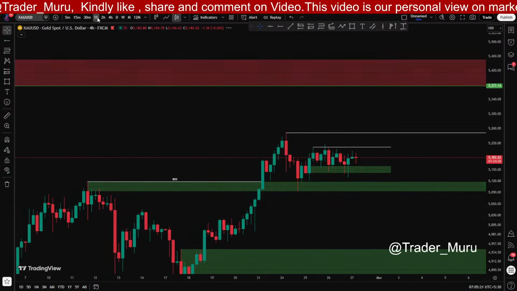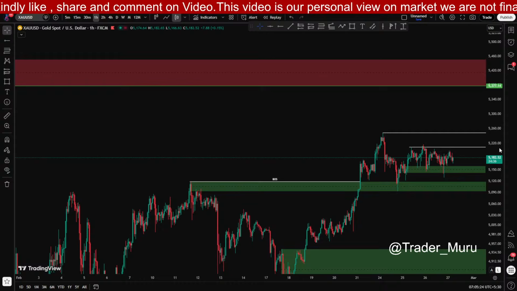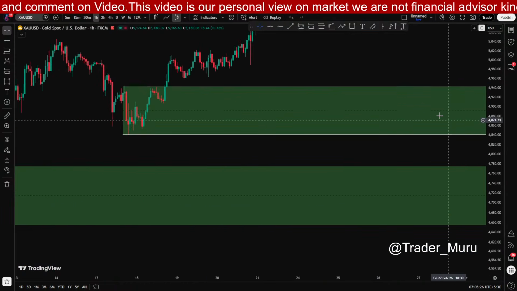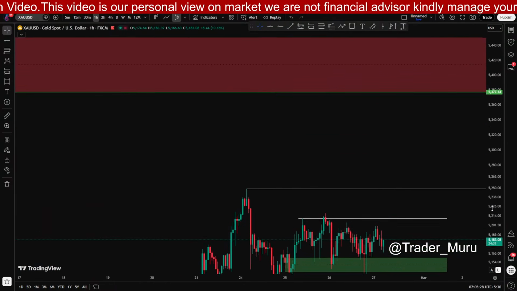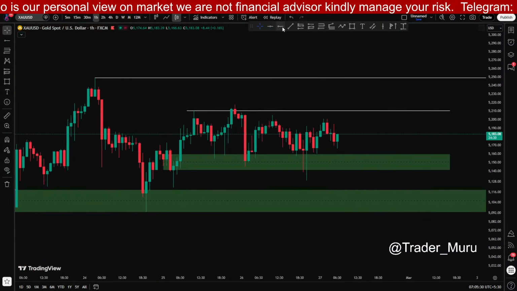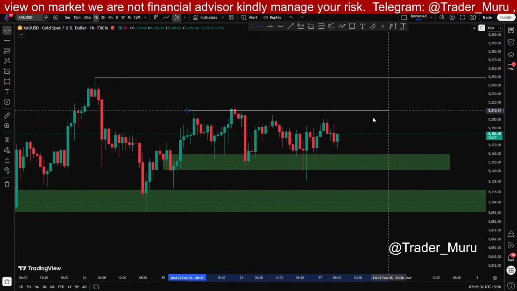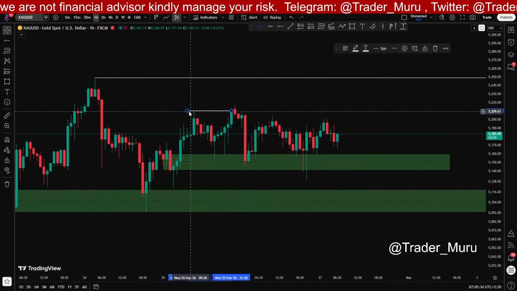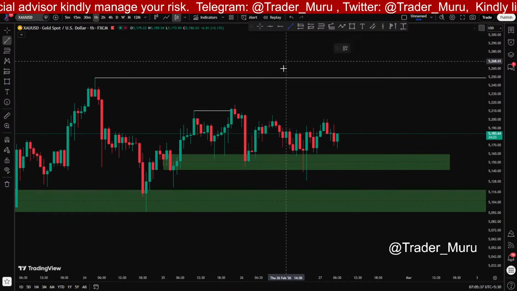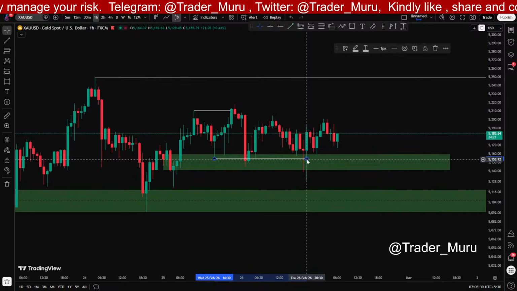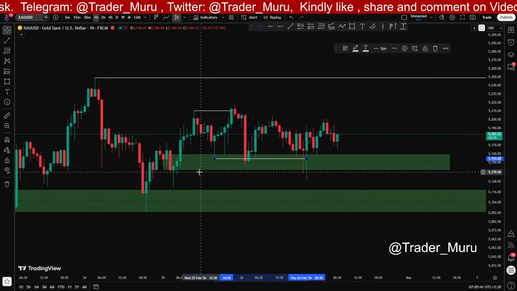Now let's see this in 1-hour time frame. In 1-hour time frame, this is your last breakout structure, and we don't have any 2 candle closing below it. This is all just liquidity hunting.